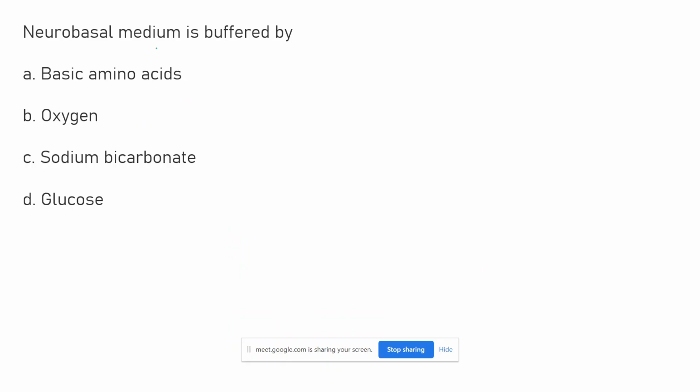So the next question is, neurobasal medium is buffered by basic amino acids, oxygen, sodium bicarbonate, or glucose.